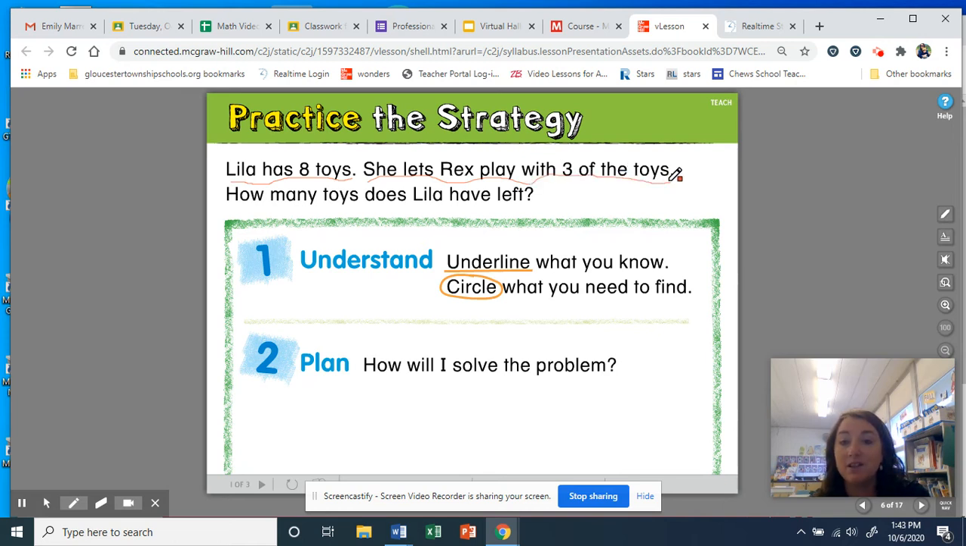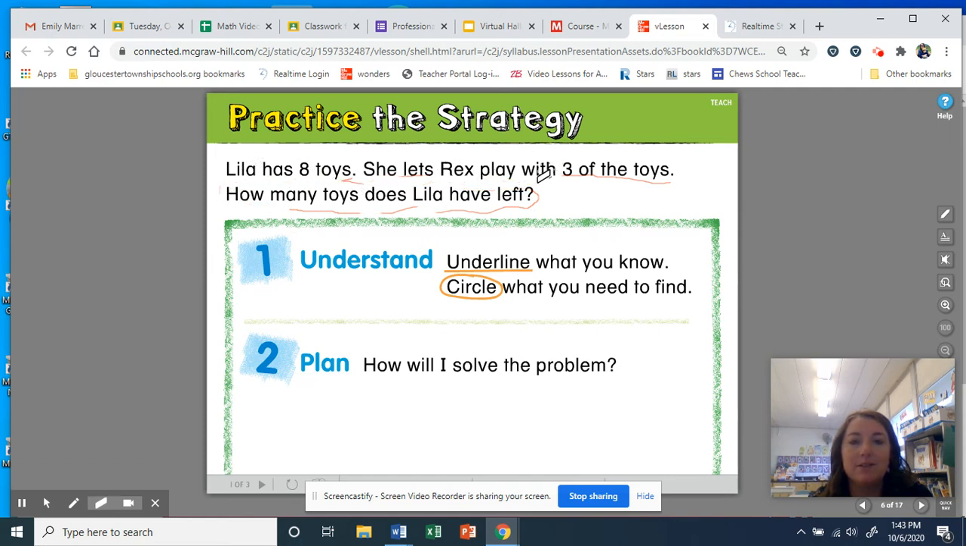And we're going to circle what we need to find out. So we're going to circle the question. The question says, how many toys does Lila have left? So go ahead and circle that from how all the way to the question mark, okay? Nice, neat circle. All right, now, how am I going to solve this problem? Well, I'm going to solve this problem by drawing a diagram or drawing a picture, okay?